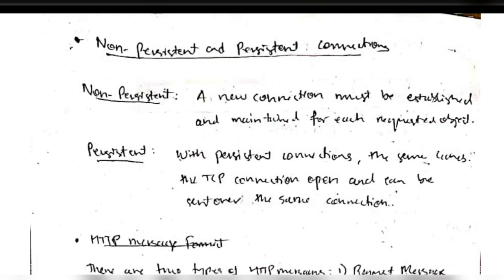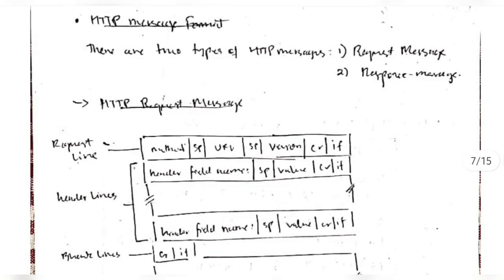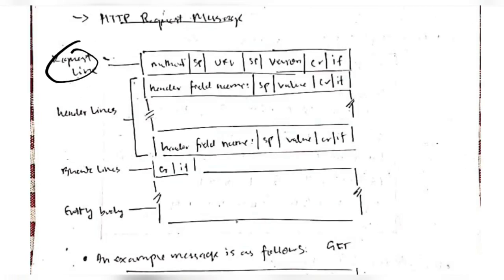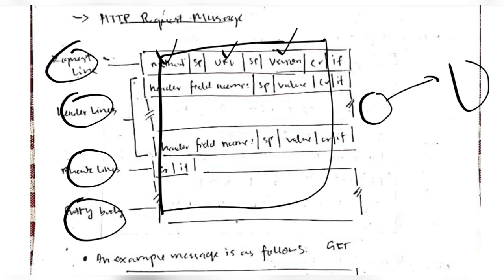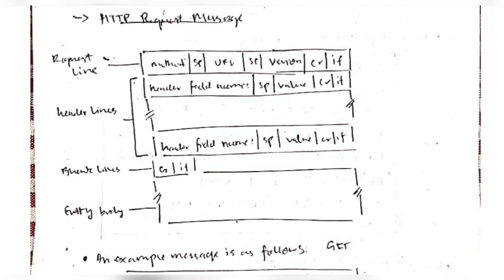And what is the message format? Messages are of 2 types. The first one is the request message and the second is the response message. Request line, header line, blank line and entity body. Here we have method, URL and version. The same thing goes for the response also, but there is a slight difference. This is the format which we send when we are sending a request to the server. In the exam you have to draw this diagram and explain what each part means.